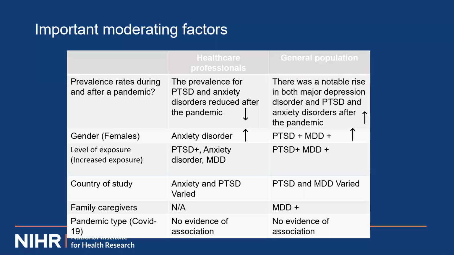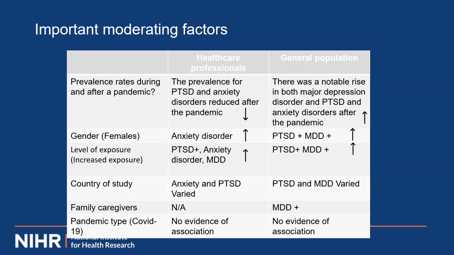The other element we found important was that gender played a role. Females had a higher prevalence of anxiety in the healthcare workers, and we also found a higher prevalence of PTSD and major depressive disorder in the general public.